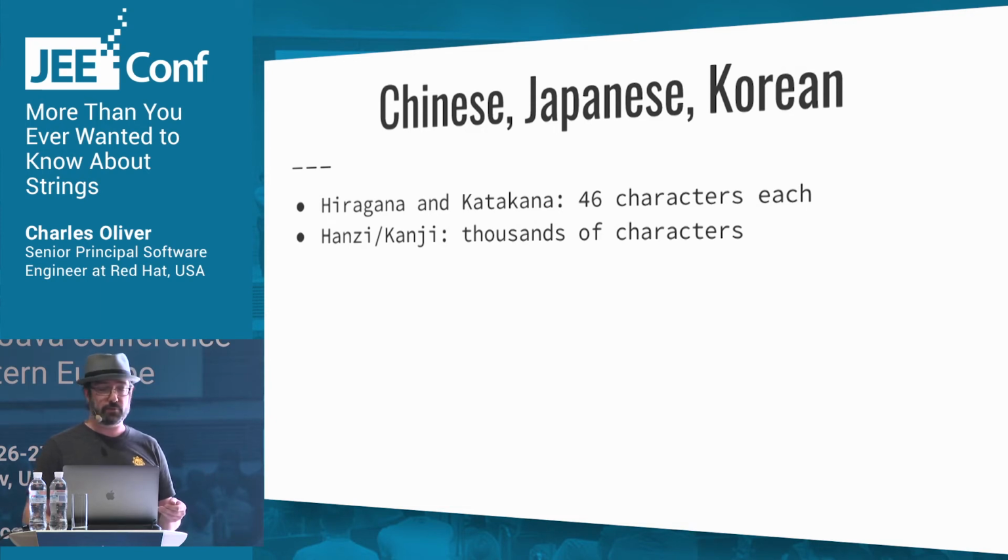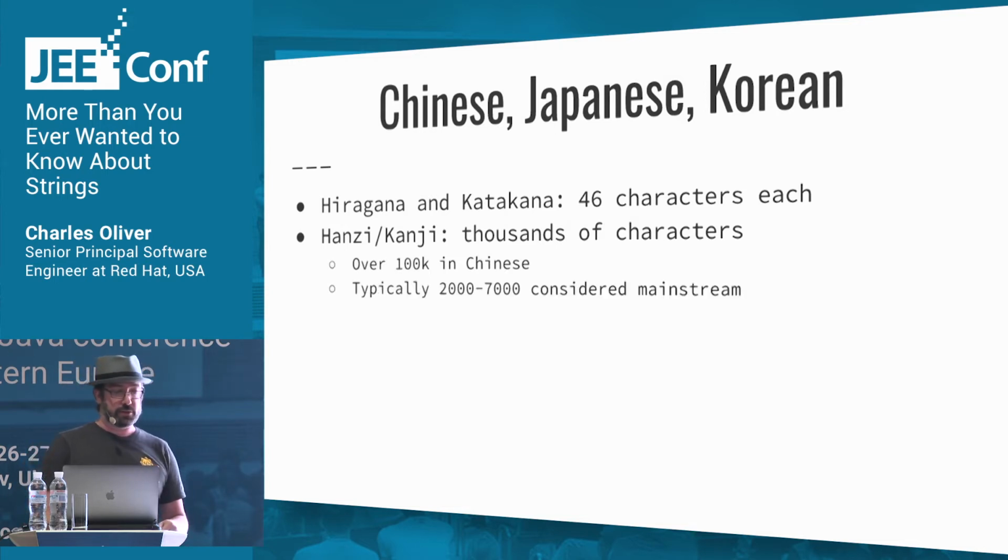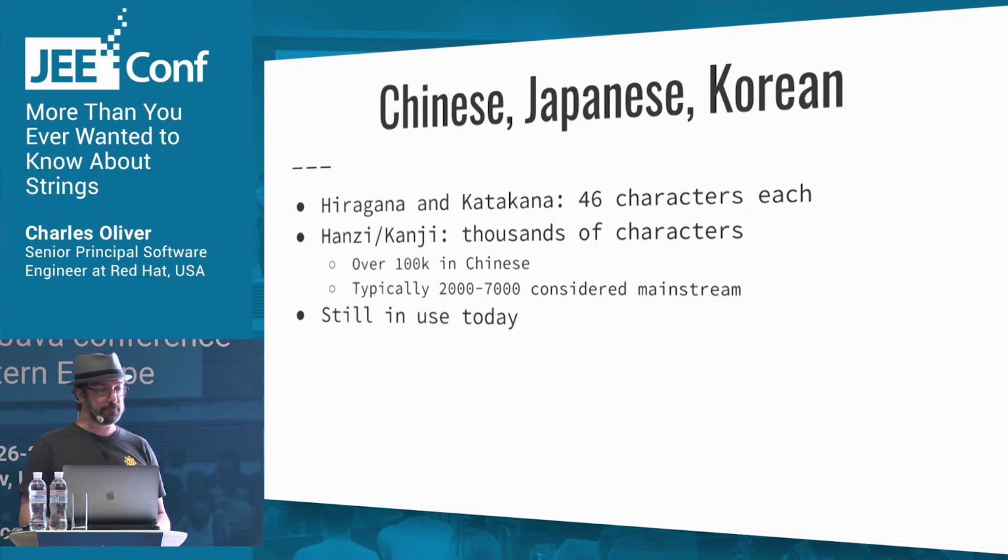I think at last count there was something like 150,000 Hanzi in Chinese that were recognized by the Chinese government in Mandarin. So certainly can't fit that into a single byte, and maybe not even two. Yes, over 100,000 in Chinese. Typically only about 2,000 to 7,000 of these are considered mainstream, but we're still well beyond what we can fit into a single byte.